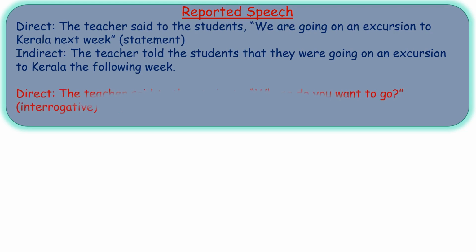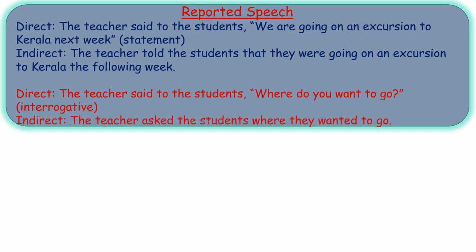The next one, the teacher said to the students, where do you want to go? Interrogative sentenceல இருக்கிறத எப்படி சேஞ்ச் பண்ணணும்? The teacher asked the students where they wanted to go. இது simple presentல இருக்கிறதுனால நம்ம என்ன யூஸ் பண்றோம்? Simple pastல யூஸ் பண்றோம், right? So where அப்படின்ற question word நம்ம அப்படியே repeat பண்ணணும்னு பார்த்தோம் இல்லையா? So that is same here. Where அப்படின்றத நம்ம யூஸ் பண்ணிருக்கோம்.